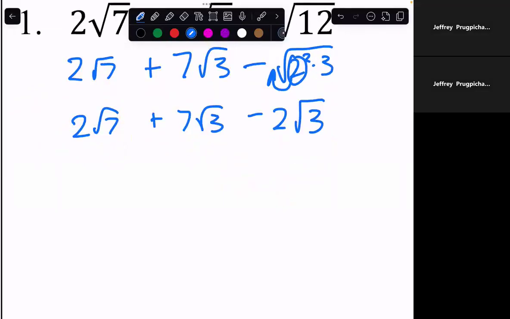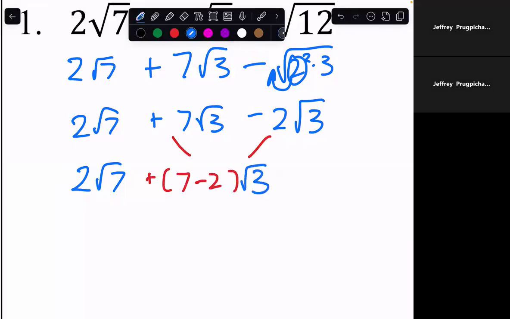All right, so now I look to see what can be combined. The square root of 7 does not match either of the other two. So this first one will just stay how it is. But these two over here have identical square root of 3s. So you've got 7 minus 2, and then you keep it attached to a radical 3. So 7 minus 2 is positive 5.